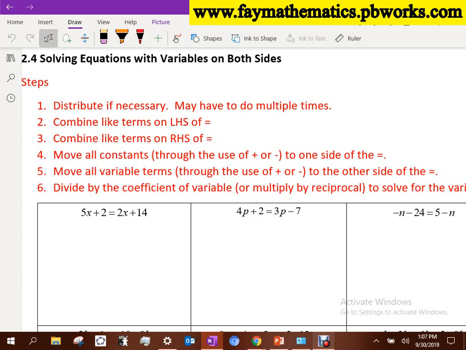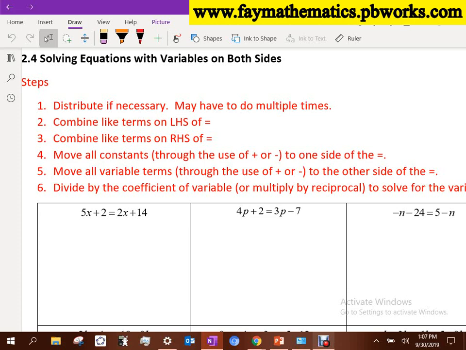Okay? Once you've done that, your equation is going to be a one-step equation. You're either going to divide by the coefficient that's out in front of the variable, or if it's a fraction, you're going to multiply by it specifically. And then you solve for the variable. Okay? Those are 6 steps that will get you the correct answer every single time.